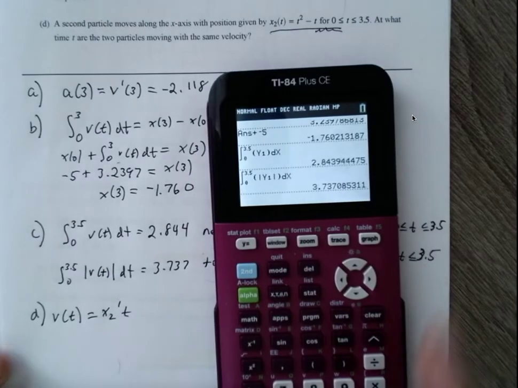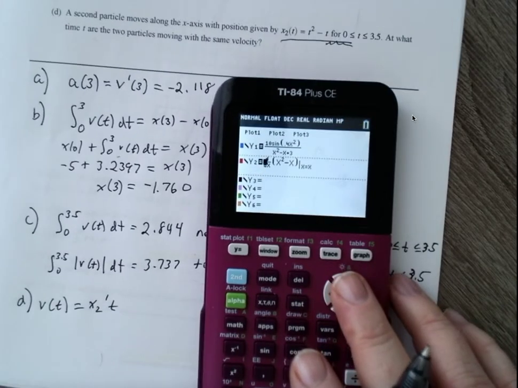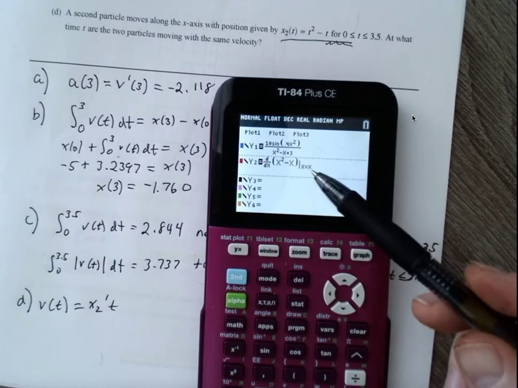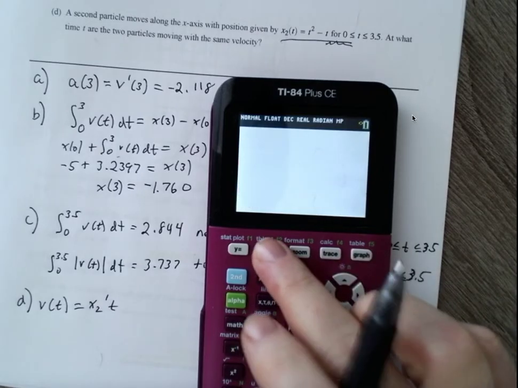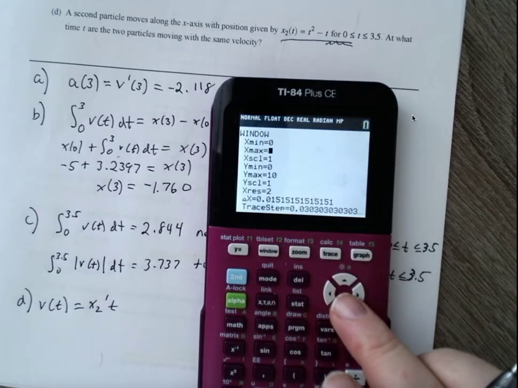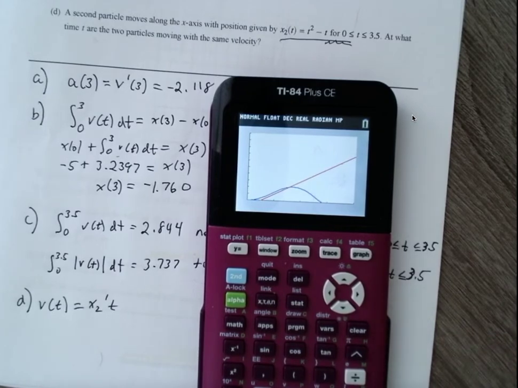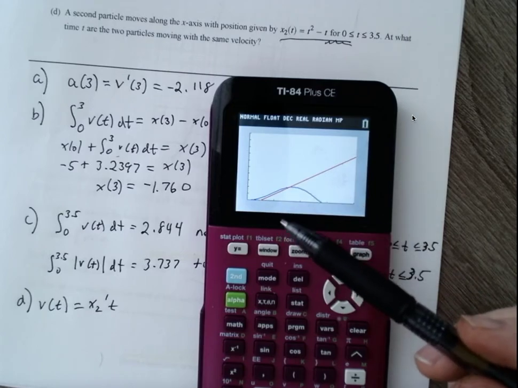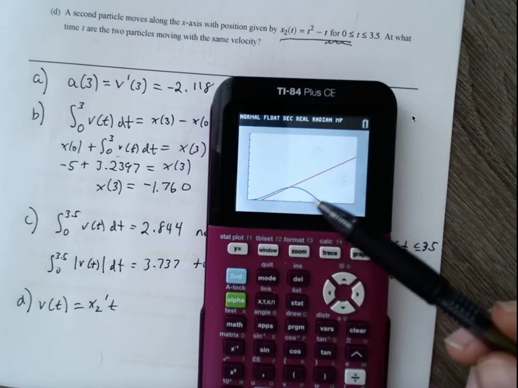So what I did was I went ahead into my y equals and I graphed the derivative of t squared minus t, or in this case x squared minus x, at x. I just went ahead and graphed it. And then my window is going to be from 0 to 4. You could go 0 to 3.5. You might have to play with your y's a little bit, but I went with that. And I hit graph here, and I ended up with these two graphs. So one of these is the velocity function, v of t. The other one is the derivative of x2 of t.